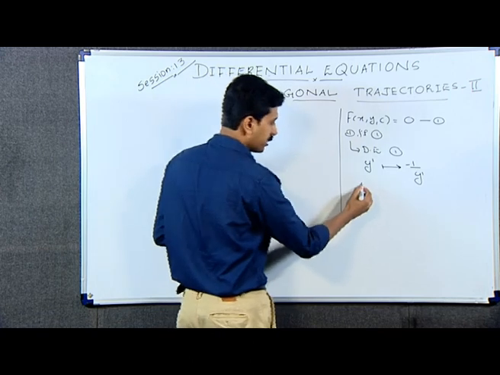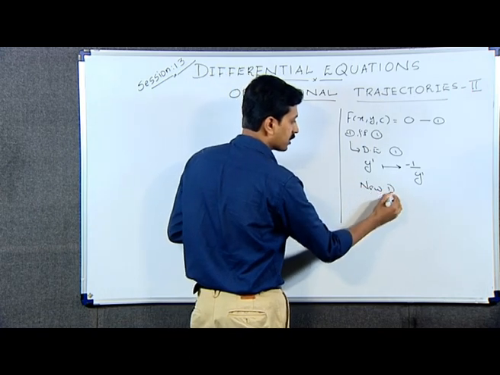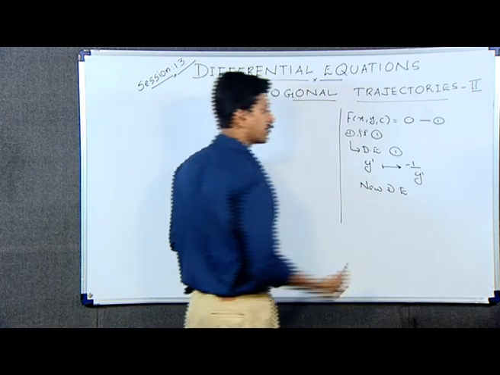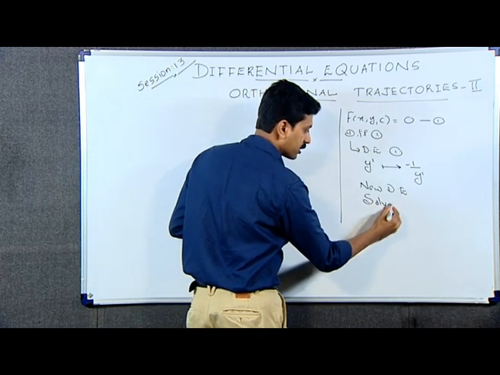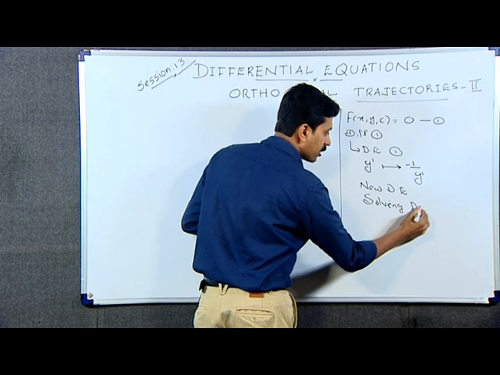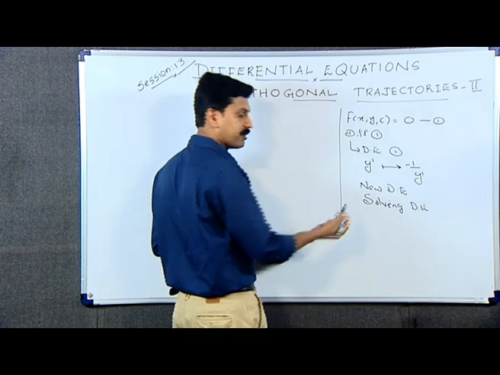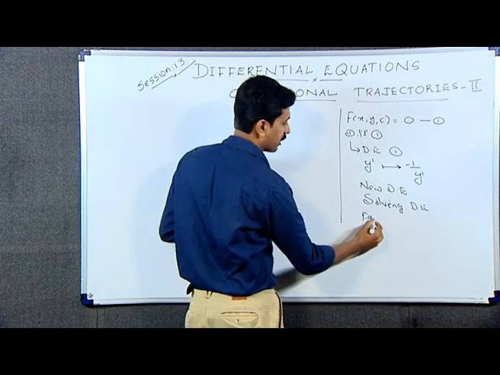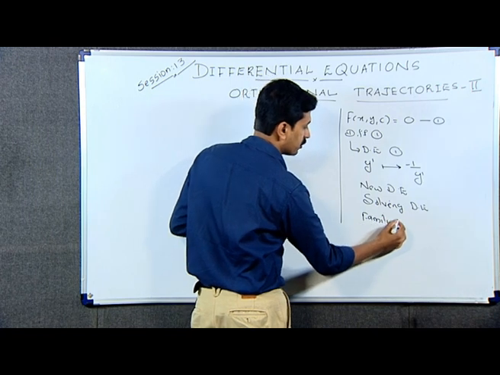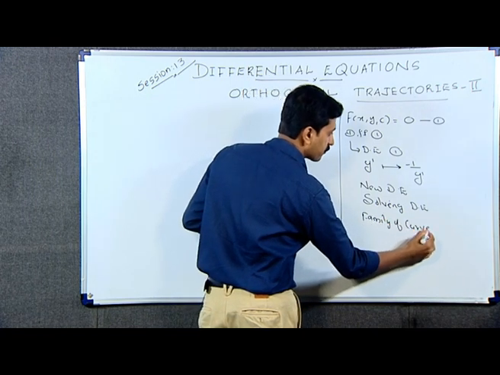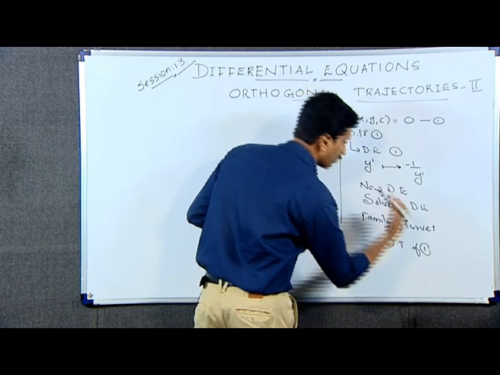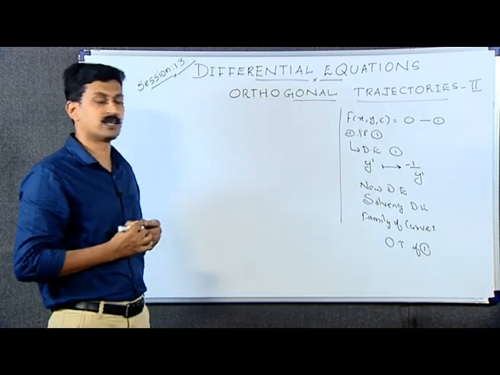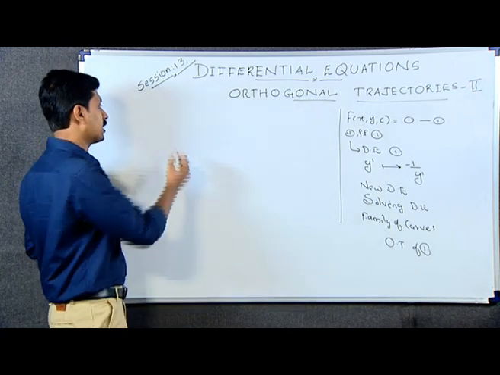So, we will have a new differential equation. We will solve that new differential equation, and while solving it, we will have a family of curves. That family of curves is called the orthogonal trajectories of equation number 1. This is our method, or pattern, as we discussed in the last session.